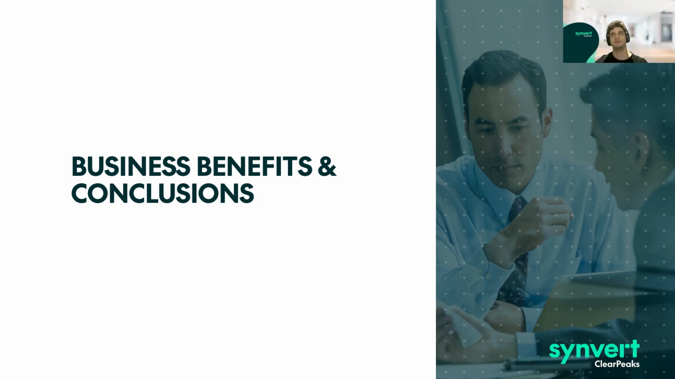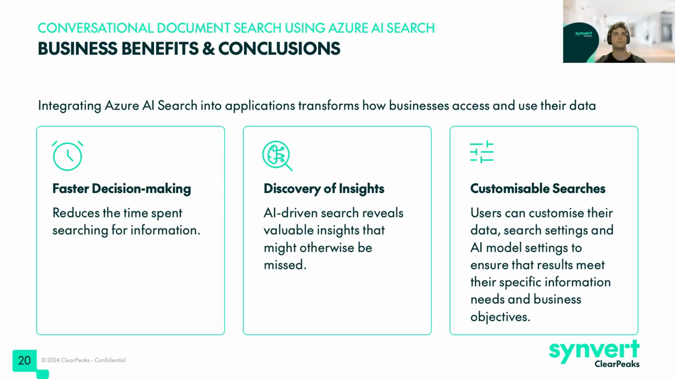Finally, moving on to the business benefits and conclusions of using the document search. So integrating Azure AI Search into your app transforms how businesses access and use their data. It's very clear that this leads straight to faster decision-making by reducing the time that is spent searching your own documents for specific information. The second is the discovery of insights. By using AI, you may be able to come upon information that might otherwise be missed across several documents. And finally, there are also customizable searches. Users can customize their data, the search settings, and the AI model settings in order to fine-tune and tailor the project specifically to the requirements that you have.